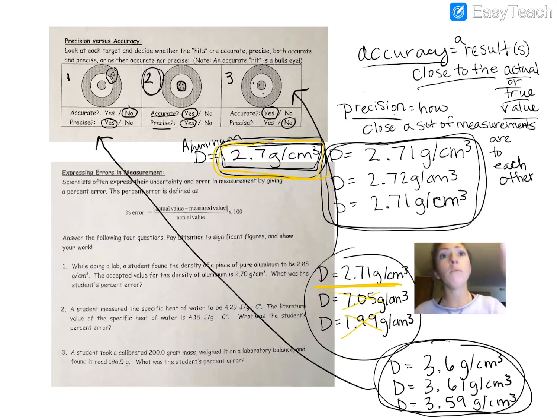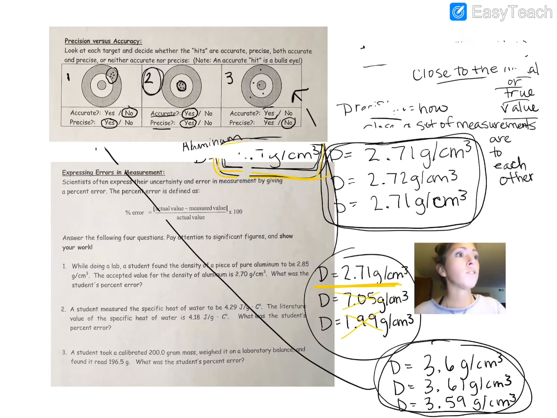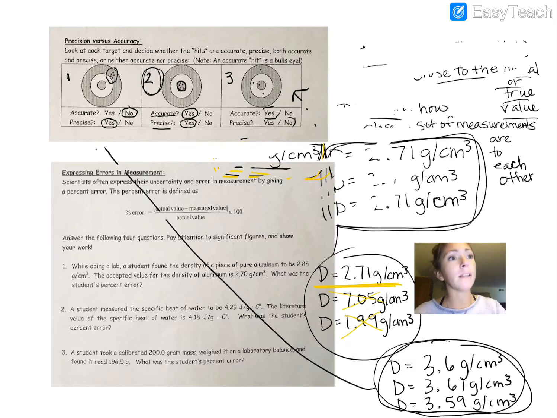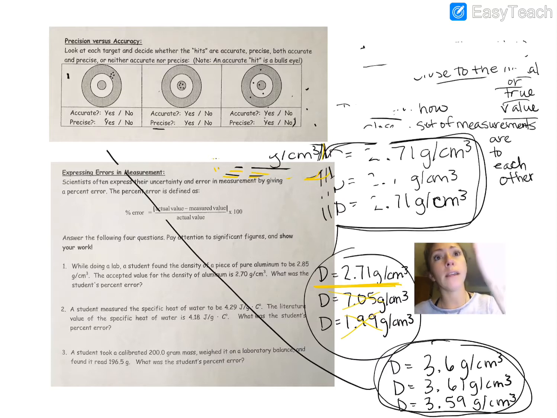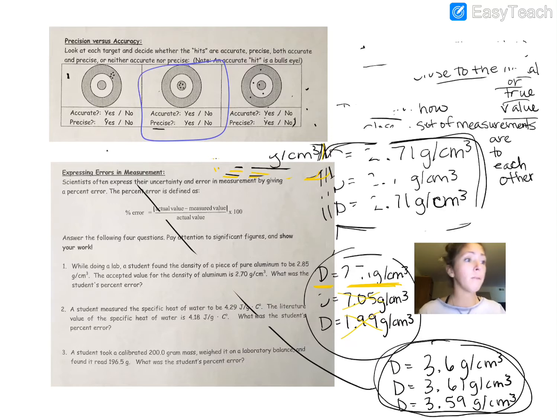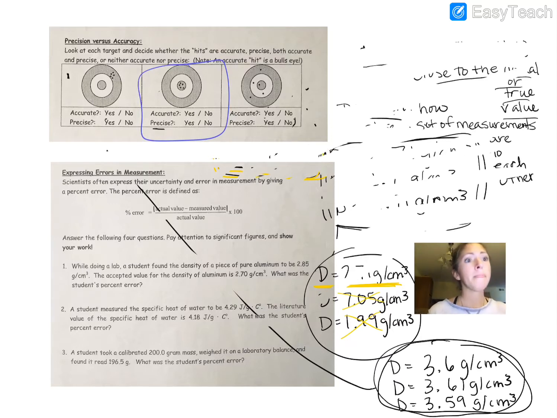Okay, so what we want in terms of when we are basically doing data analysis, what we want is what we have right here, and that is you want to have this. You want accuracy and precision to be present in your results, okay?